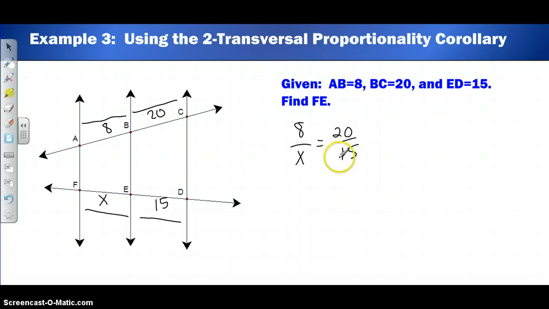And it doesn't say this, and it really should. All these lines are parallel. Otherwise, I, of course, could not do this. So I'm going to cross multiply, and I'll get 20x is equal to 8 times 15, 120, and then 20x, and I'm going to have to divide both sides then by 20, and I get 6.